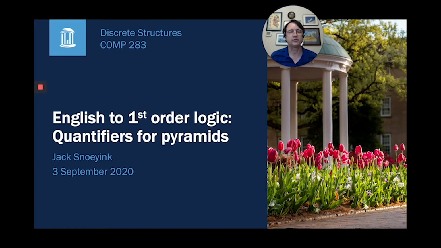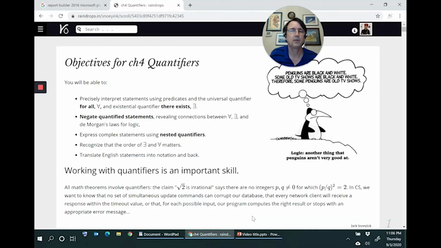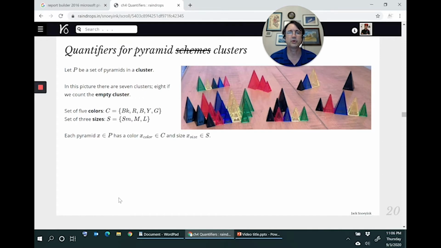Translating statements from English into first-order logic also often makes us be more precise about what we're saying. I'd like to illustrate this from these slides using the Looney pyramids that show up here. So we have different clusters of pyramids. We have 7 in the picture, or you could think of it as 8 if we think of having the empty cluster here as well.